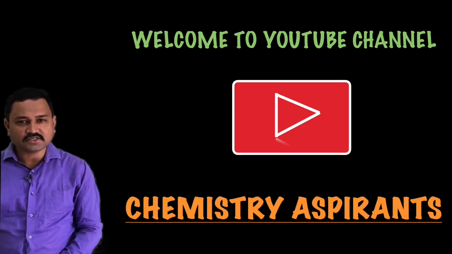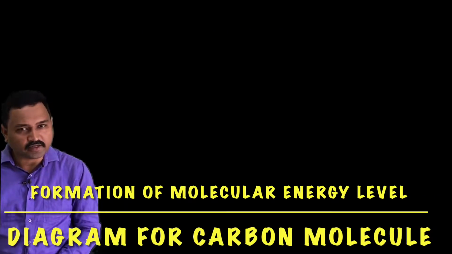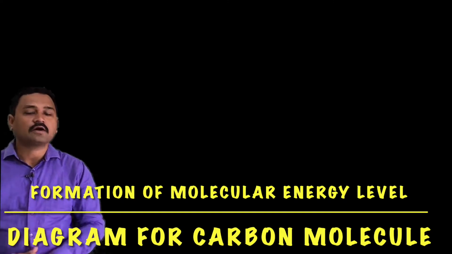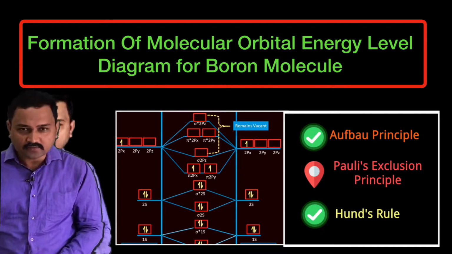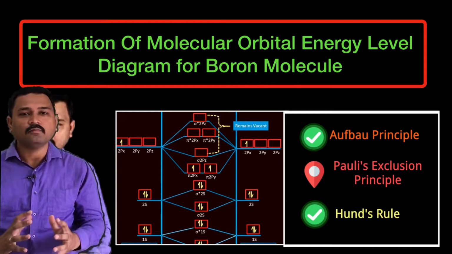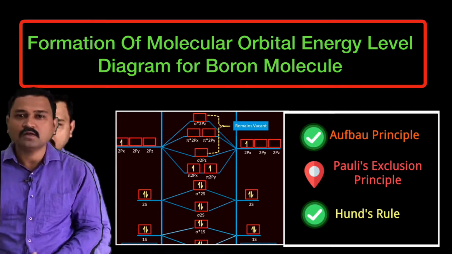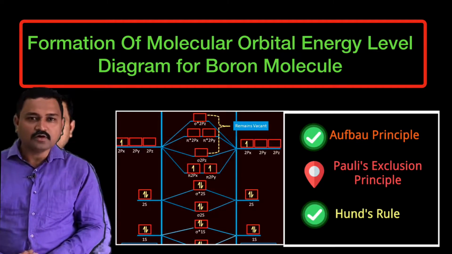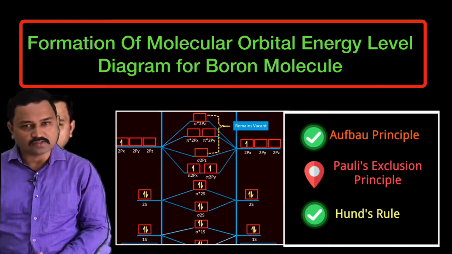Now in today's lecture, we are going to learn about the formation of molecular orbital energy level diagram for carbon molecule. In the previous lecture, we already learned the formation of molecular orbital energy level diagram for boron molecule. The link of this video is given in the card. Kindly watch that video also.